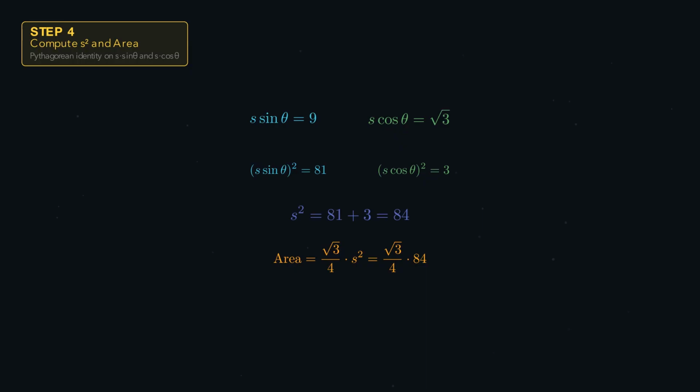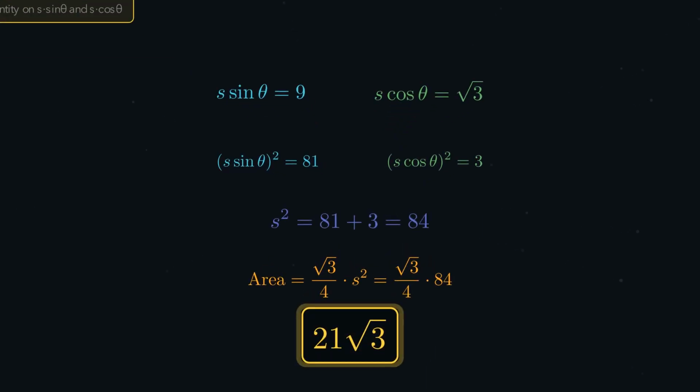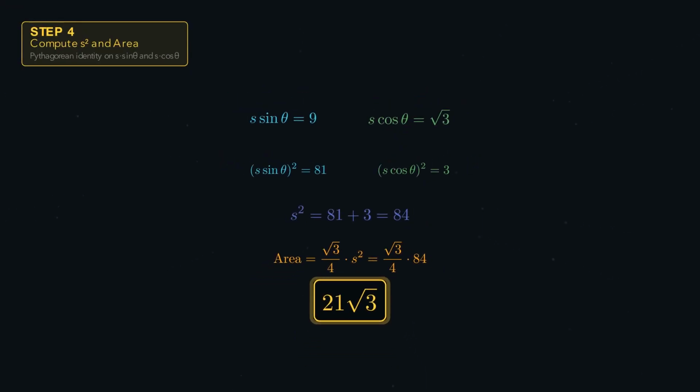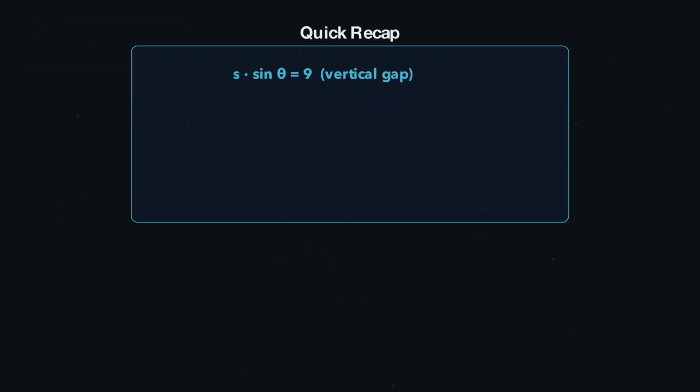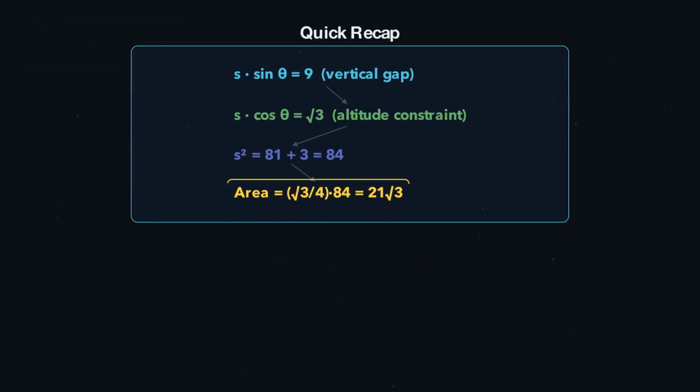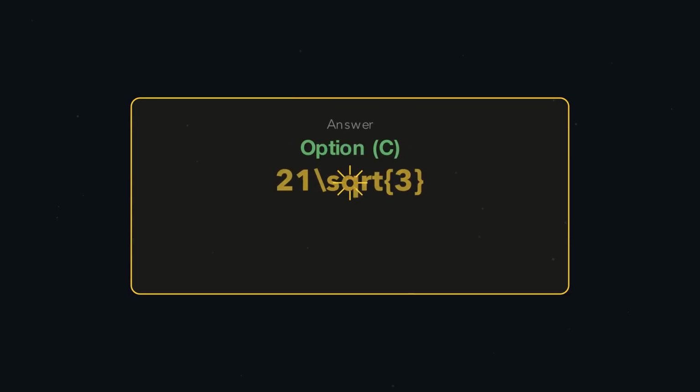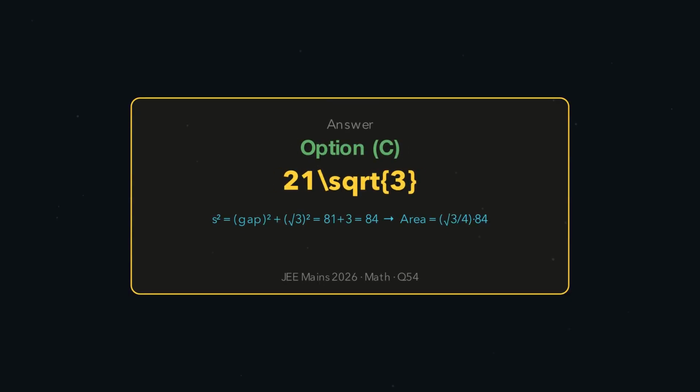Here's the beautiful part. We have s times sine theta equals 9 and s times cosine theta equals √3. Square both and add. Sine squared plus cosine squared equals 1, so s squared equals 81 plus 3, which is 84. The area of an equilateral triangle is √3/4 times s squared. That's 21√3. The area is 21√3 square units.